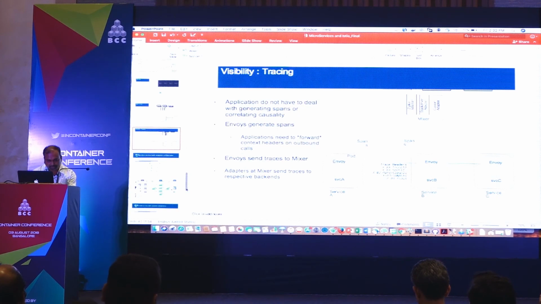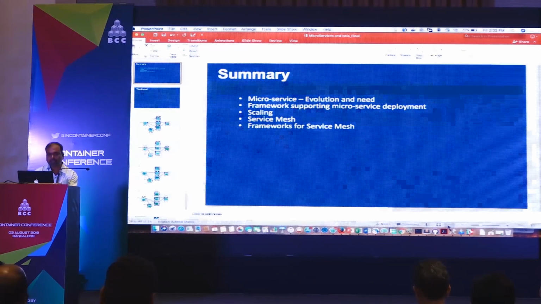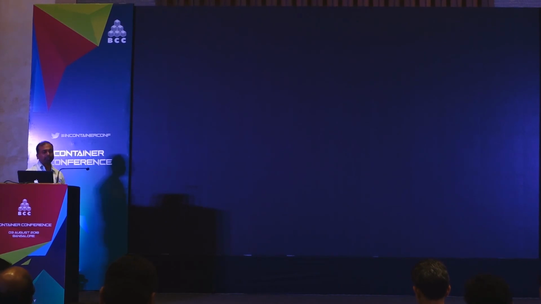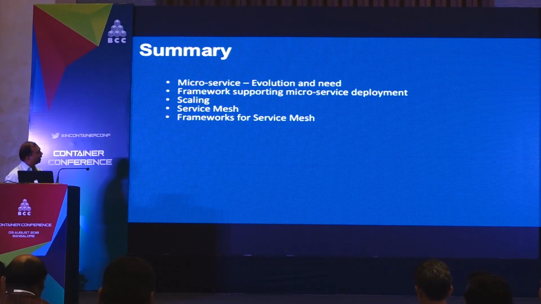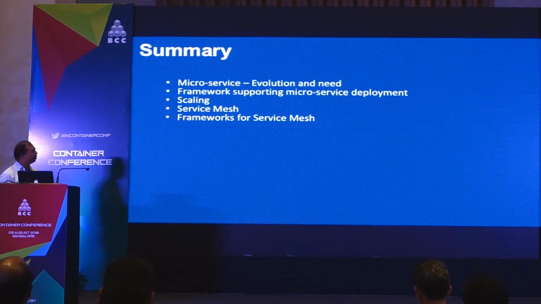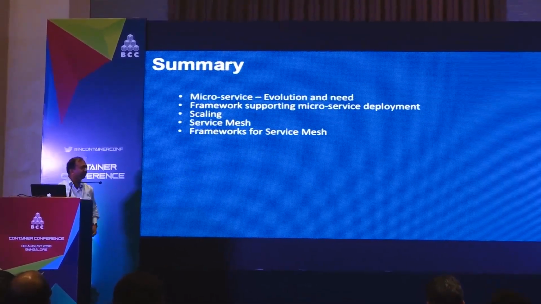To summarize quickly, what we have seen is how microservices evolved, what the networking requirements are, for example a service mesh, and what the requirement for it is. Then we have seen a couple of capabilities which you get in the platform using a service mesh. Thank you. I think I will conclude here.